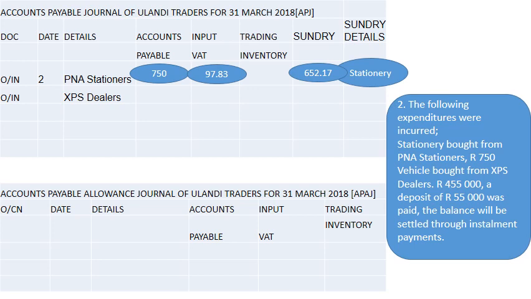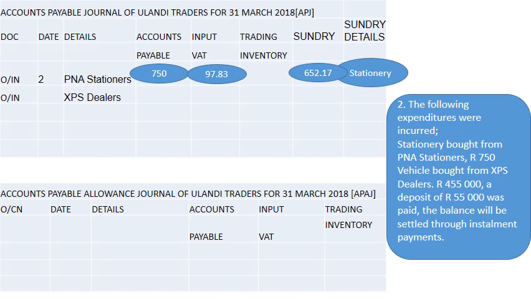The second purchase was a vehicle bought from XPS dealers on account. The amount was 455,000 rand. On this purchase, we paid a deposit of 55,000 rand, which was recorded in the payment journal. Therefore, because it's a credit purchase, we will record it in the payable journal.